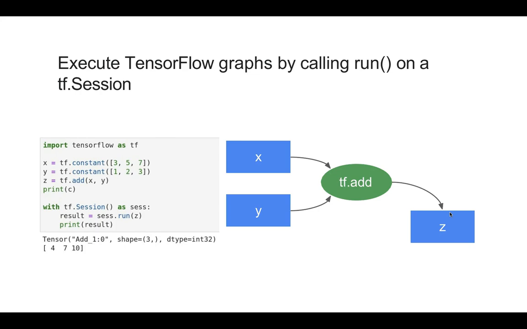TensorFlow graphs, we execute them by calling run, and this is similar to what I showed in the previous slide. I have tensor x and tensor y, which are constants. z is the sum of x and y. If I print z, it just prints the tensor. But if I want the result, I have to run it under a session. So we use with tf.Session as sess, then sess.run, passing z. We use with because after it gets the result, it closes the session. That's the only thing. Otherwise, we can also do it without it and close the session ourselves if we want.